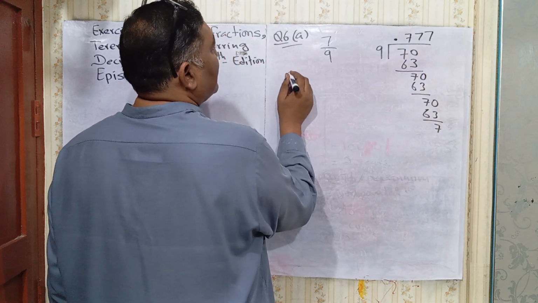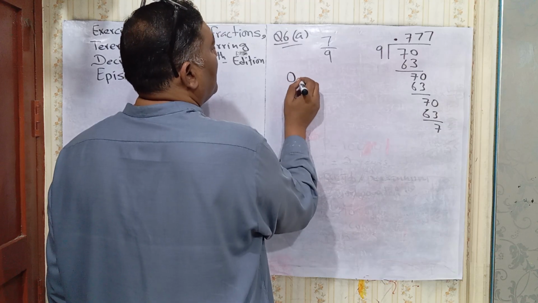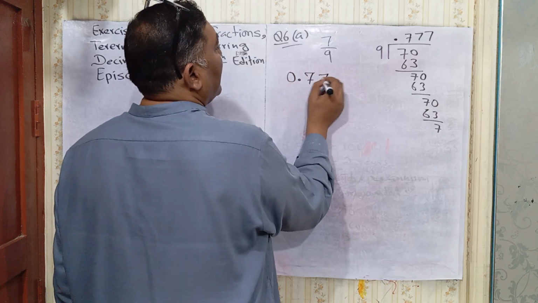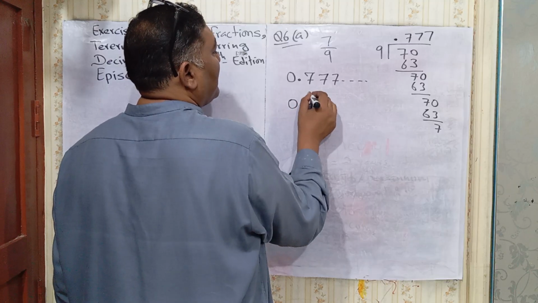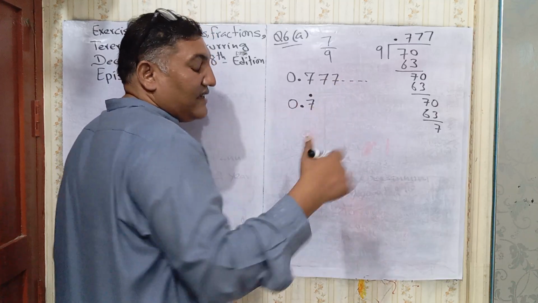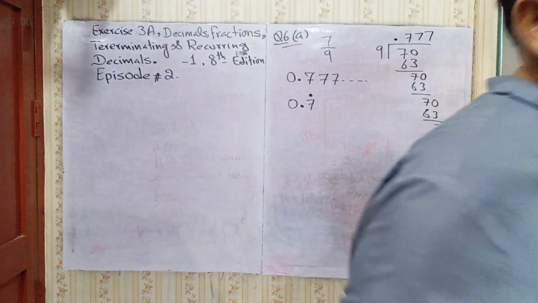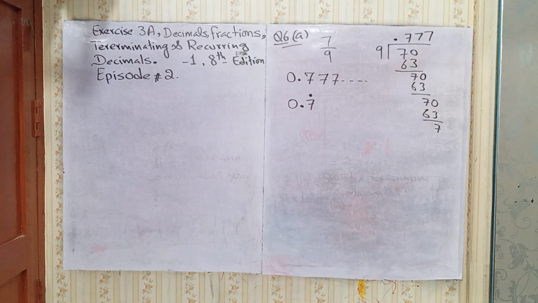So you can write this as 0.777, and this will continue. That means 0.7 with a dot, because this 7 is recurring, so you put a dot on it. This is how you will do question number 6 and its A part. Then we have question number 6 and its B part.